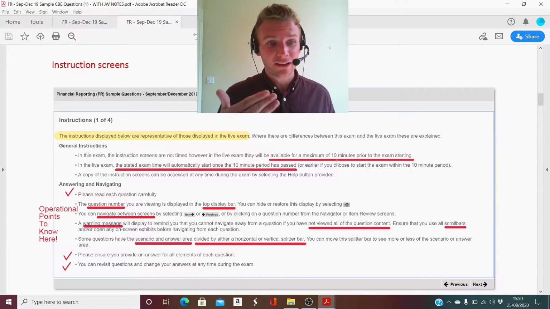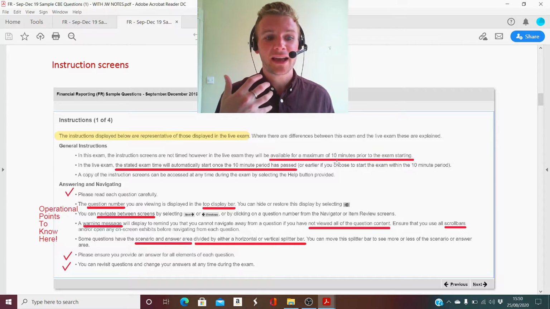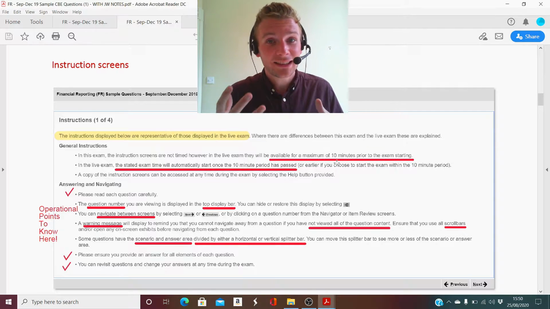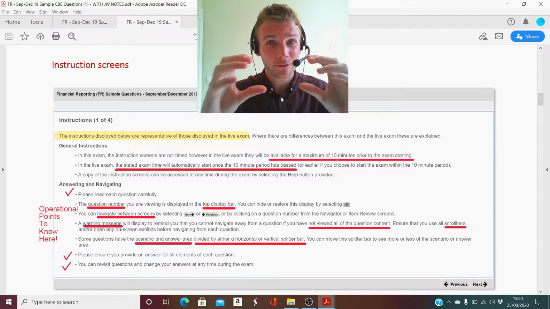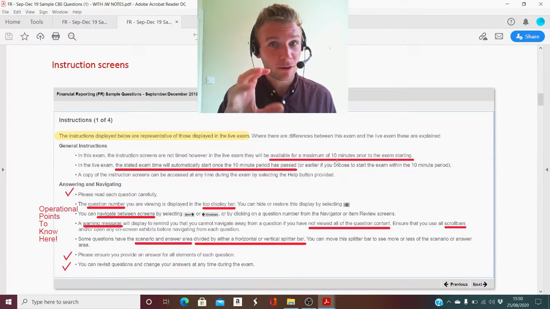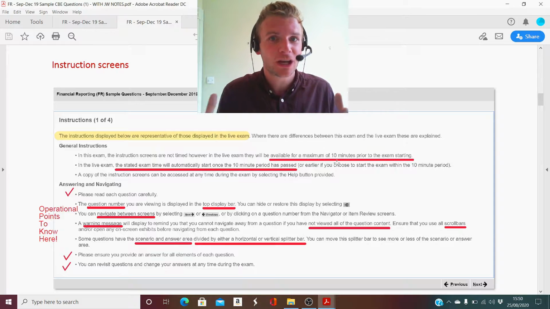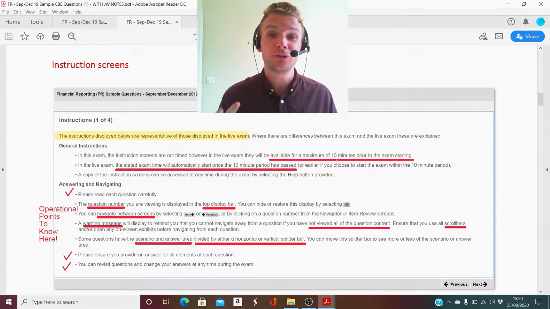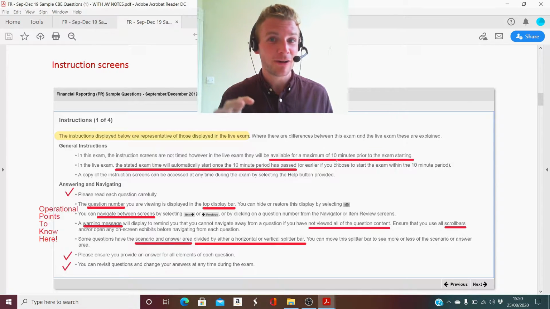On here as well, the next point as we go down, some questions have a scenario and answer area divided by either a horizontal or vertical splitter bar. So that is a case of you've got to know the format of the actual online examination and what you are required and where you are able to and should answer as well. We're going to come on to a point later on which I know students are going to make a mistake on as well by not putting the answers in the correct place.